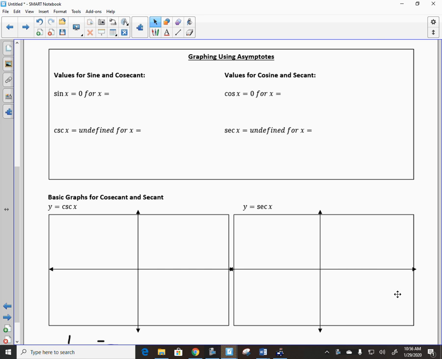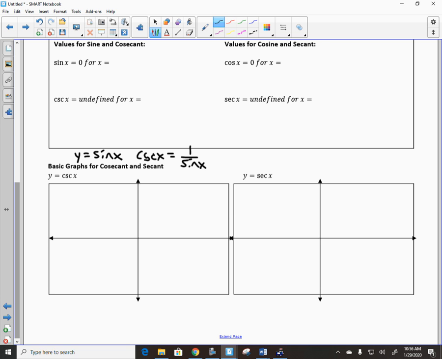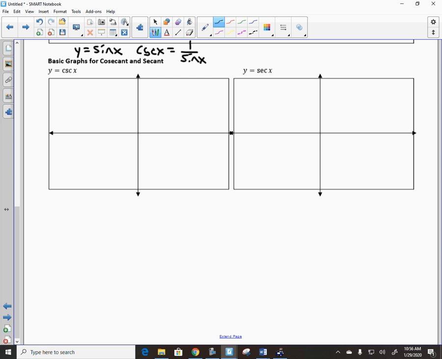If we want to graph cosecant, we start by considering a different type of graph. We start by considering the graph y equals sine of x. You know why we think of graphing y equals sine of x? Cosecant of x is the same as 1 over sine of x. So because of that relationship, we start by graphing sine of x. Fortunately, you are excellent at graphing sine of x.